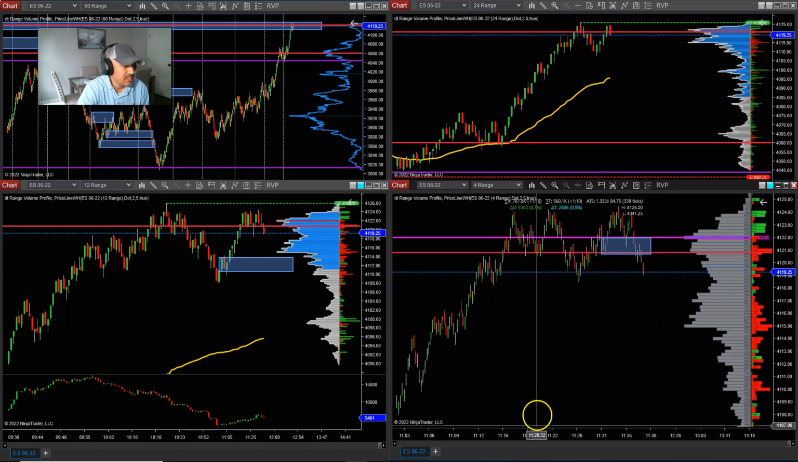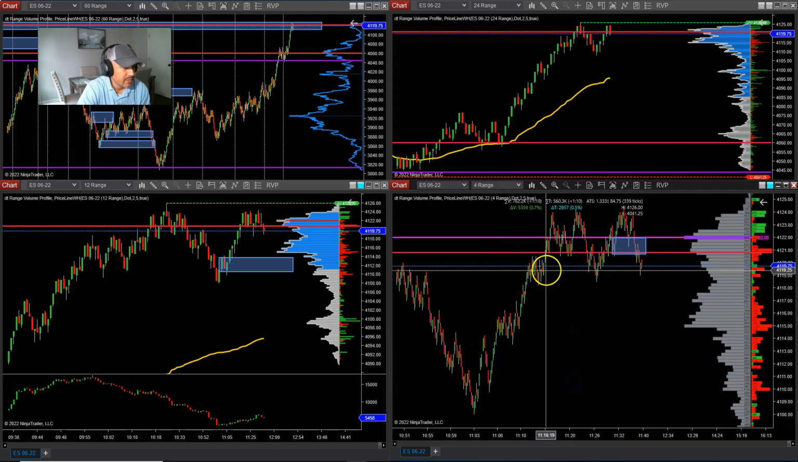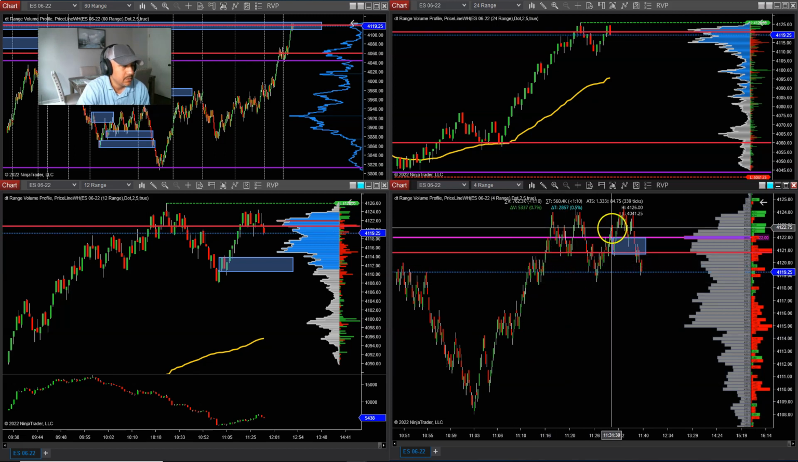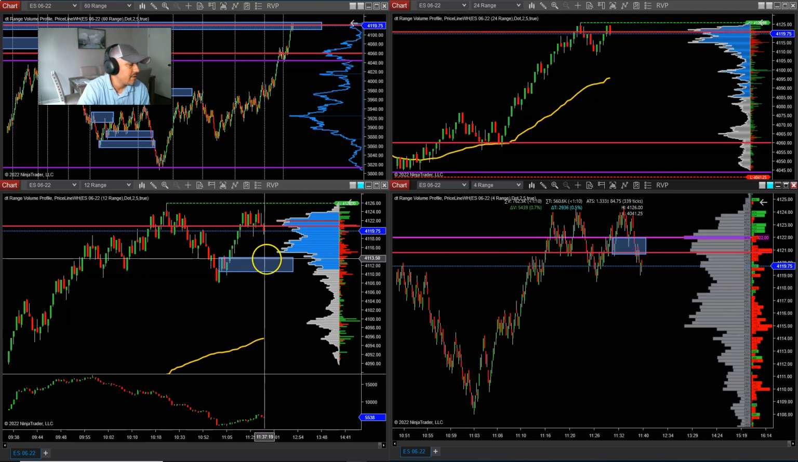Right. So price is trying to break this area, isn't it? Let's see if it breaks this area here. I want to see it come back down to this area here, guys, to be honest with you. This is my interest right here.